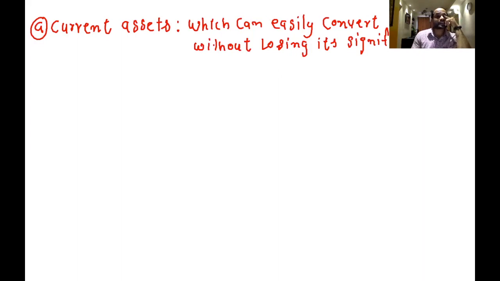Current asset is the assets which can easily convert into cash without losing its significant value. Right? In simple words, the assets we can quickly convert into cash, easily convert into cash. That's called the current asset. Another name of current asset is a short-term asset. So sometimes we call it current assets and sometimes we call it short-term assets, right? So what inside current assets?